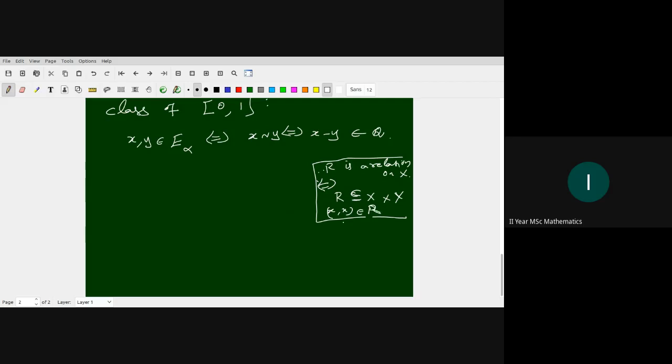The relation R: if (x, y) is in R, then (y, x) is in R; if (x, y) and (y, z) are in R, then (x, z) is in R. That's the equivalence relation, right? So it's a subset of the cross product.